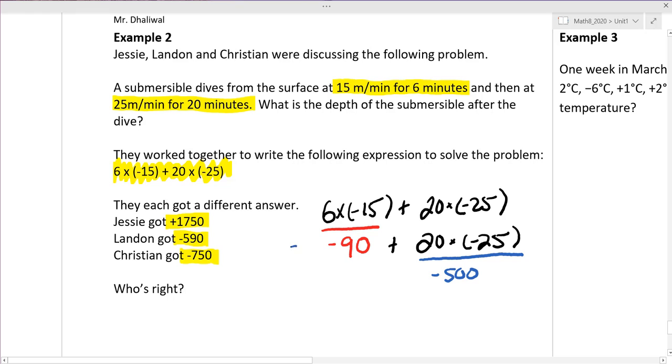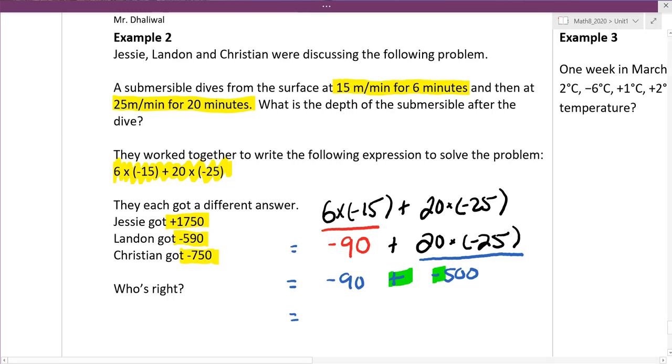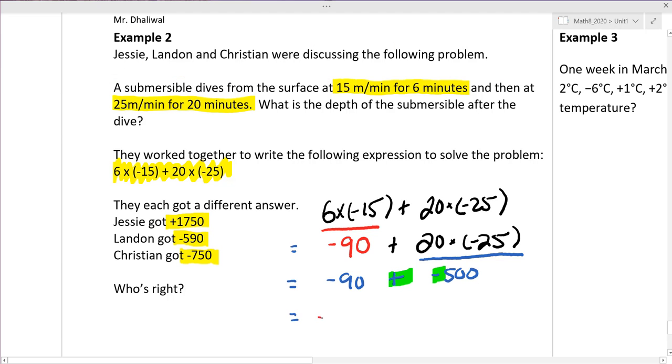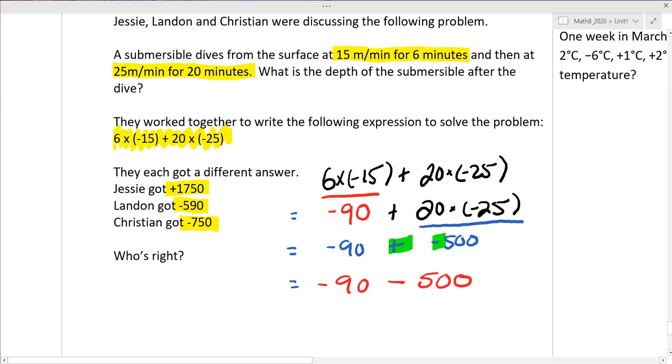So we bring down all of these things. So we have negative 90, and we had a plus sign, and we have a plus and a minus there. So if you have two signs next to each other, we clean that up. A positive and negative. Yes, Lachlan? It's going to be negative. Yeah. So a positive and a negative make a negative. So we're going to clean up both of these to make a negative sign or a subtraction. So negative 90 minus 500.